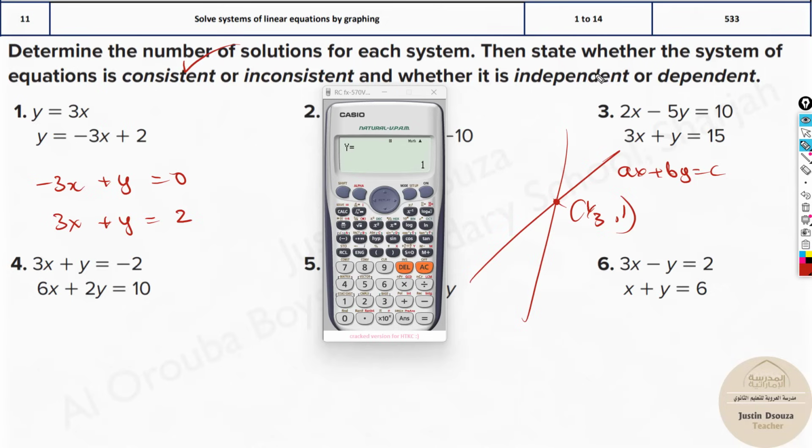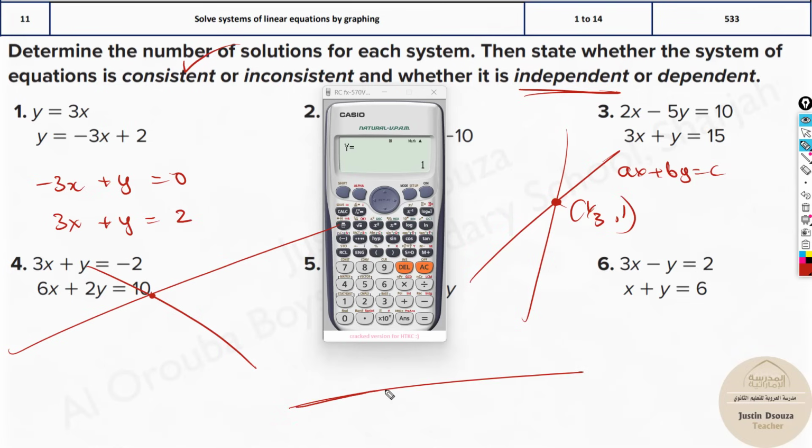But is it dependent or independent? To know whether it's dependent or independent, you need to see how you get the answer. It's only one point, right? One answer. That means these linear equations touch at one point and never touch again. So they're independent. Now imagine the two graphs are overlapping. They're the same lines. Then that means there are infinite solutions. Then they are dependent.